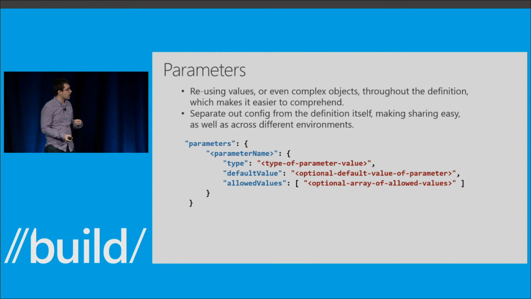We also provide basic support for parameter validation. We expose the concept of the type. We can validate if it's a string, integer, or an object. We also allow you to specify a default value or a list of allowed values.